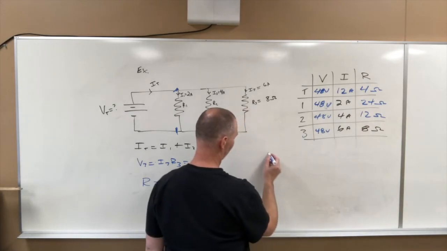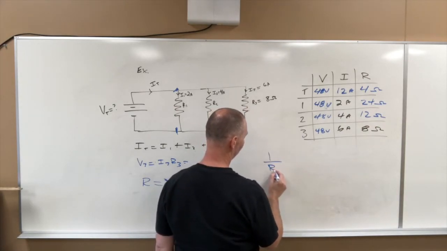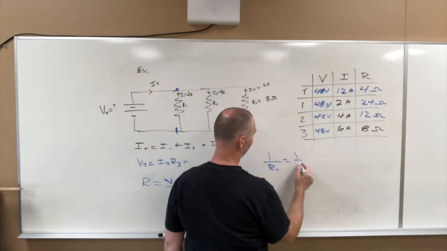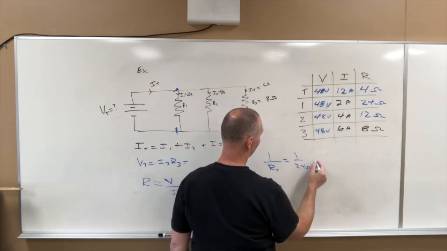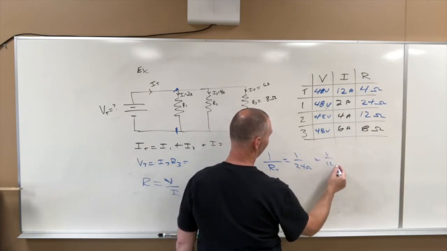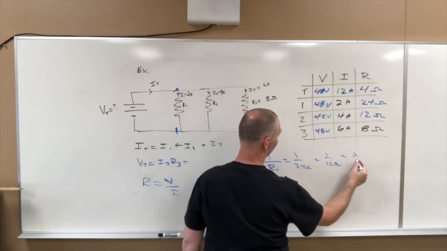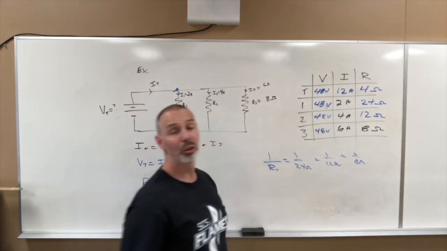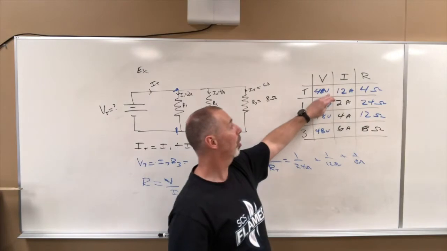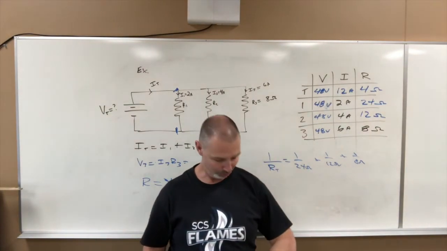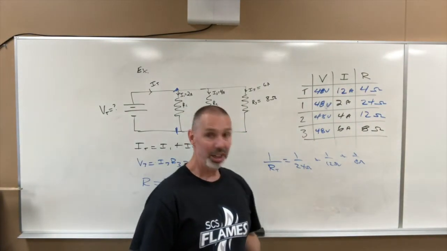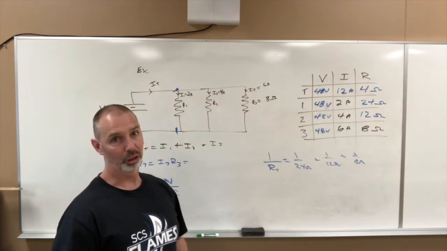You could, we're not going to do it, but you could do 1 over RT equals 1 over 24 plus 1 over 12 plus 1 over 8. But again, why would you do that when you have a much simpler method of just doing 48 divided by 12? Right? Okay, so that's a parallel circuit.